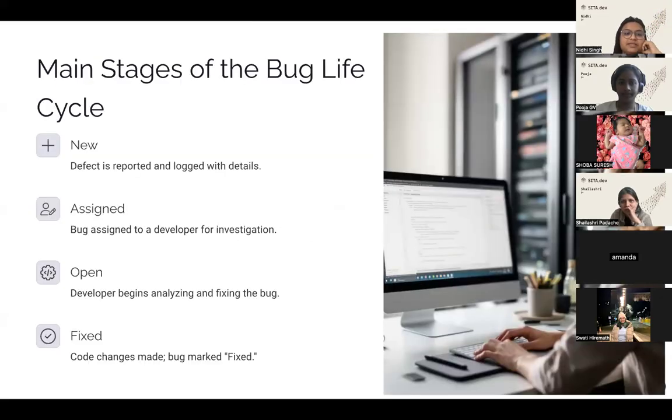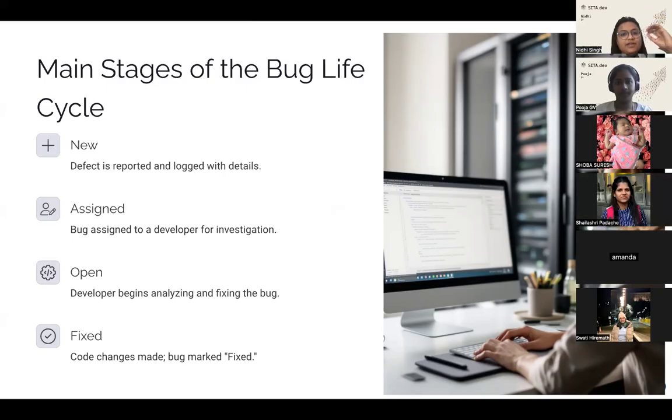Next, what are the main stages of the bug life cycle? There are a few main statuses in the life cycle of a bug that every bug will go through. First is new. When the defect is first reported by the tester, the status of that bug is new. Next is assigned. The tester records the bug in the bug tracking system, and after that the bug is assigned to a developer for the fix. So now the status will become assigned.